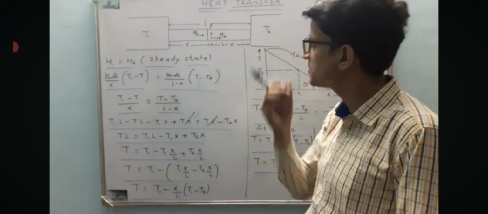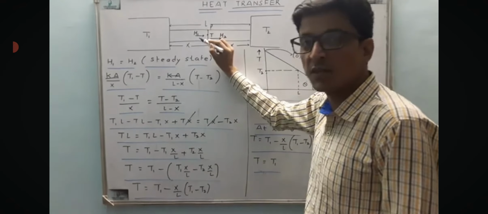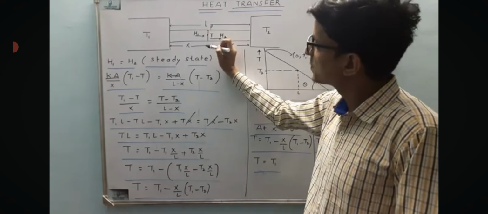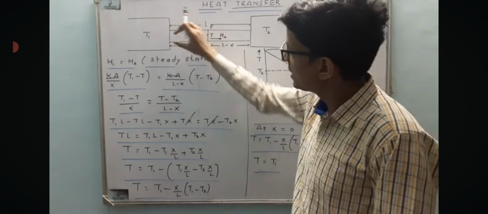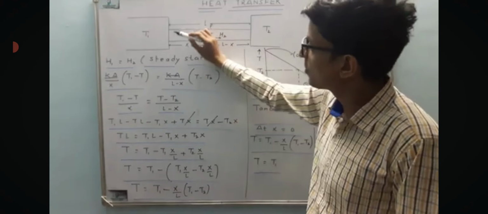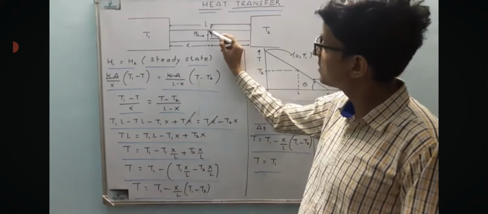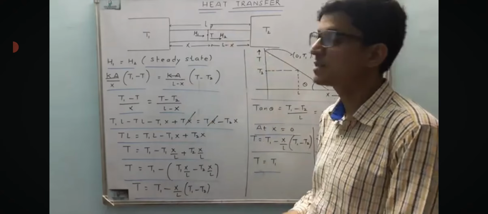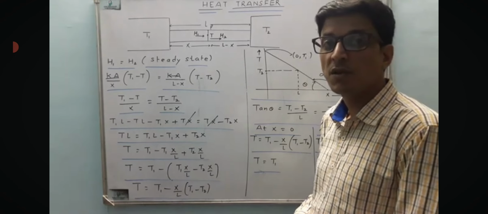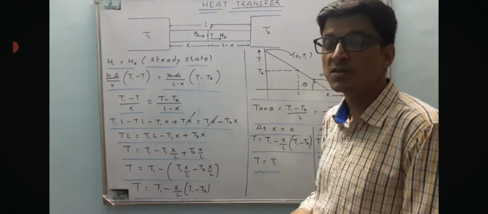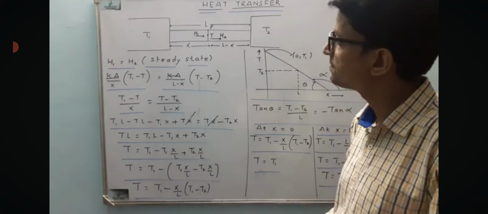Let's assume the temperature is T. So obviously T will be less than T1 and greater than T2. So heat will flow from this point to this point, and the heat flow from this point to this point can be written as H1, and from this point to this point can be written as H2. So in steady state, H1 is equal to H2 because the temperature is constant. So input heat should be equal to the output heat.